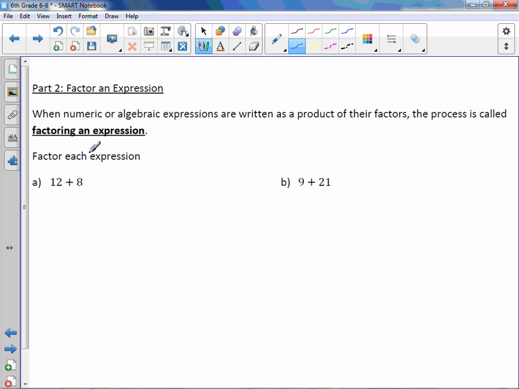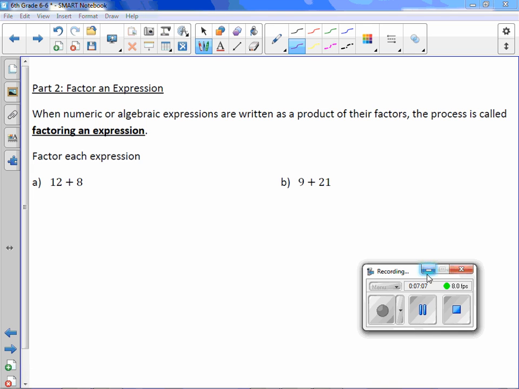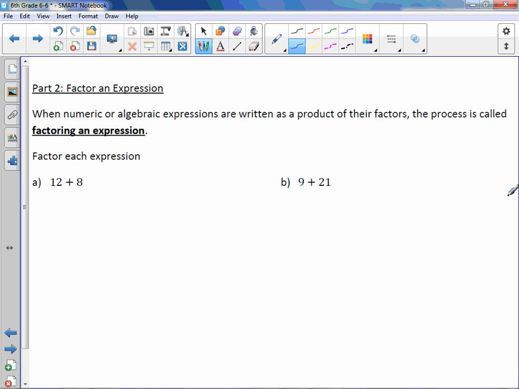Now, factoring an expression. When numeric or algebraic expressions are written as a product of their factors, the process is called factoring an expression. Factor each expression. So really what we're doing is the reverse of the distributive property. In order to do this, we need to know the factors of 12 and 8.